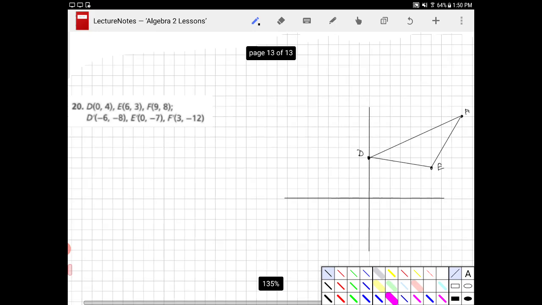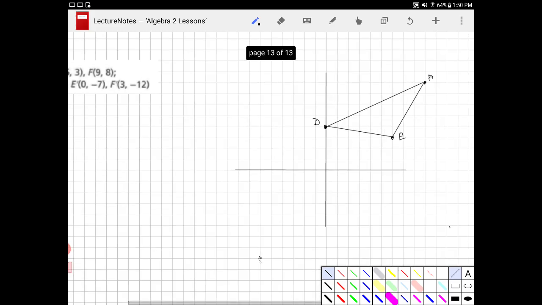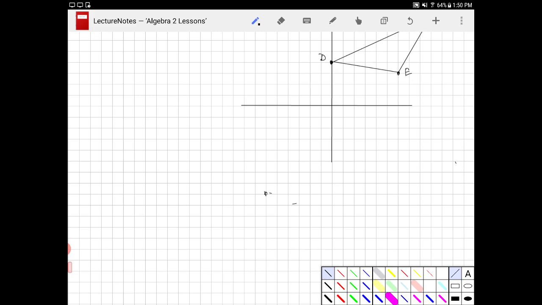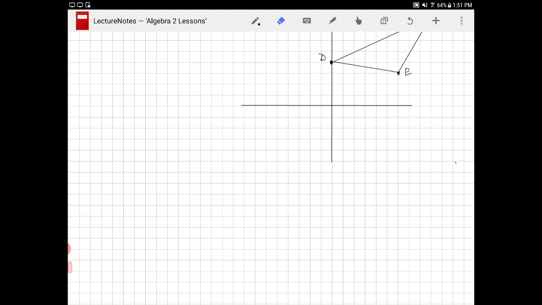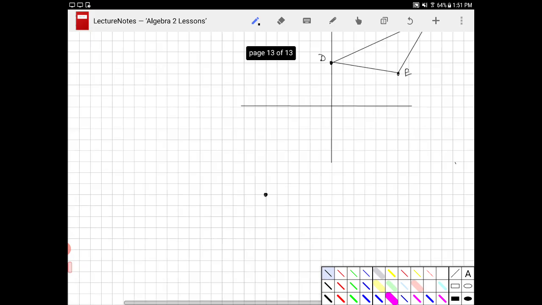Now I'm going to graph -6 comma -8. -6 comma -8. Oh boy. 2, 4, 6. 2, 4, 6, 8. So this is my D prime. Whoops. 2, 4, 6, 2, 4, 6, 8. Right there. Okay.